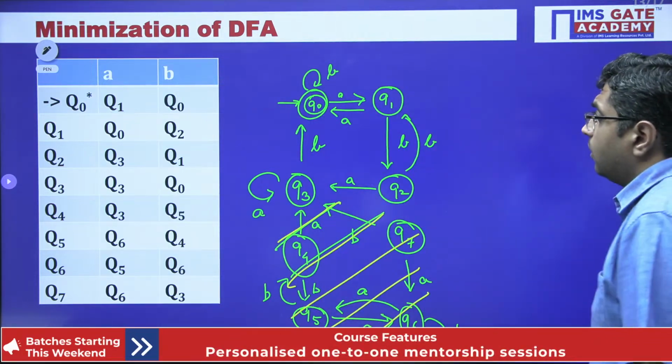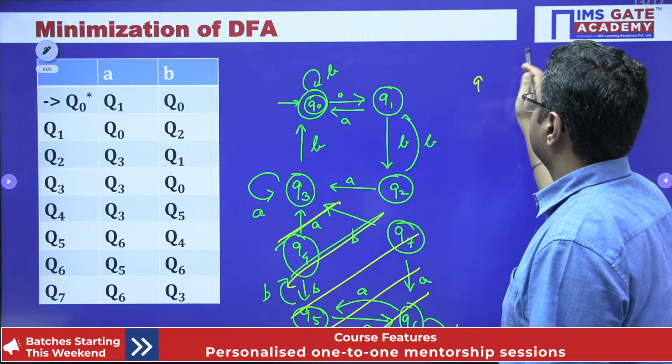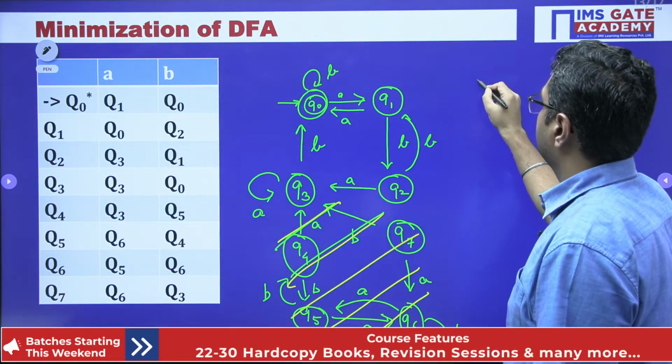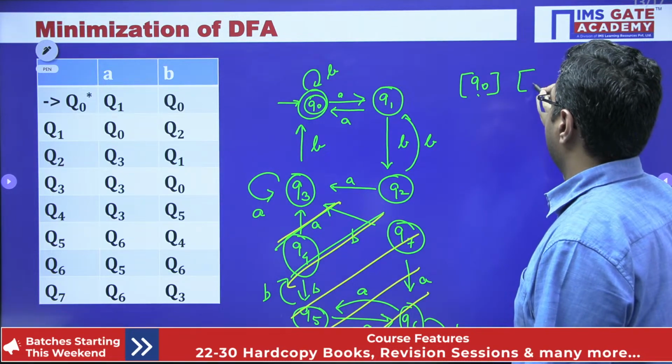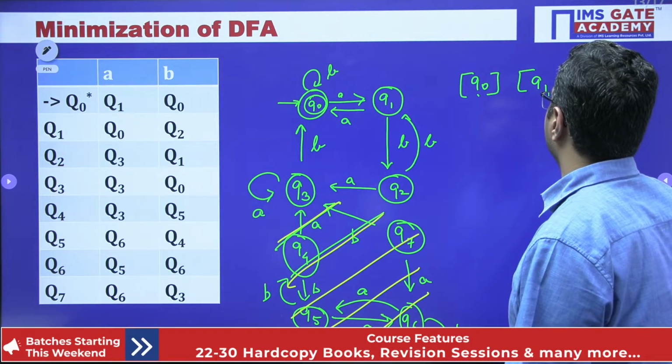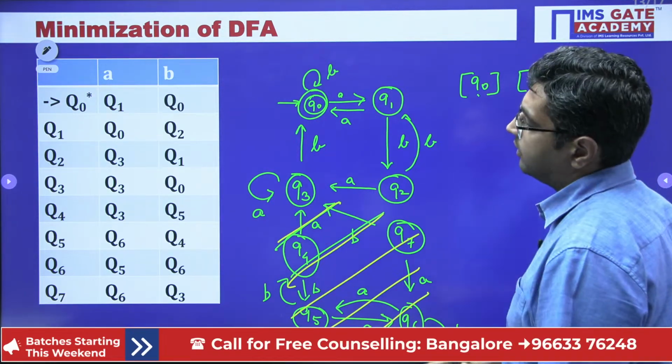So now, what are the states that I have? Q0 is one state which is separated because this is the final state as well, and all other states are non-final. Let us try to put them in one set. Now let us see their behaviors.